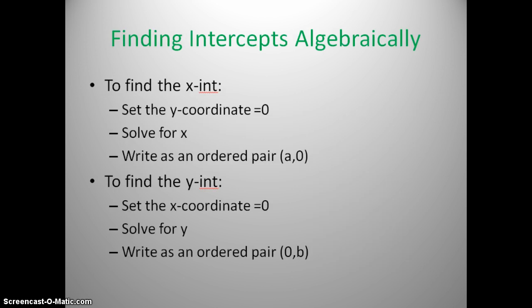Now, we want to be able to find these algebraically because we're going to use them to create the graph. So to find the x-intercept, we're going to set the y-coordinate equal to 0, solve for x, and then express the intercept as an ordered pair, which will be some x value and then a 0 for the y. To find the y-intercept, we're going to set the x-coordinate equal to 0, solve for y, and then again write as an ordered pair where the x will be 0 and the y value will be some other value.